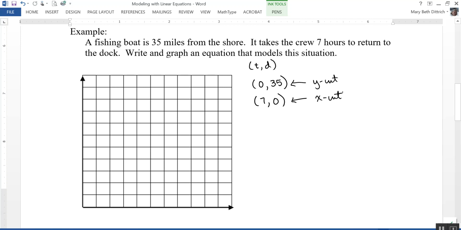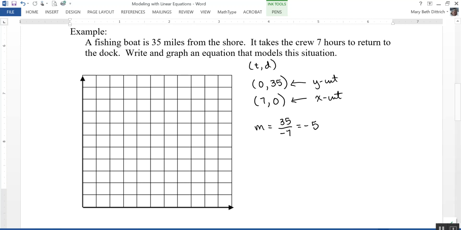But let's go ahead and start by writing the equation. So let's start by finding the slope. So I'm going to do 35 minus 0, which is 35, over 0 minus 7, which is negative 7. So my slope is negative 5. Now, does it make sense that I would have a negative slope?